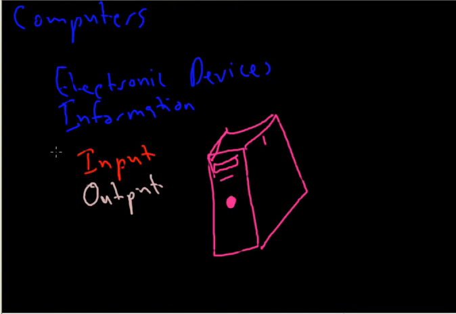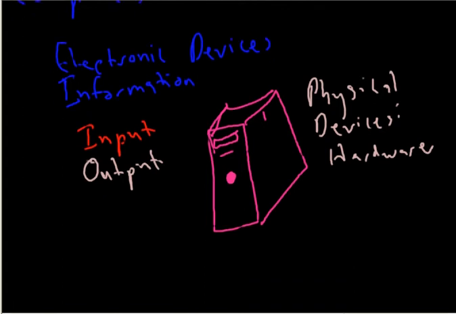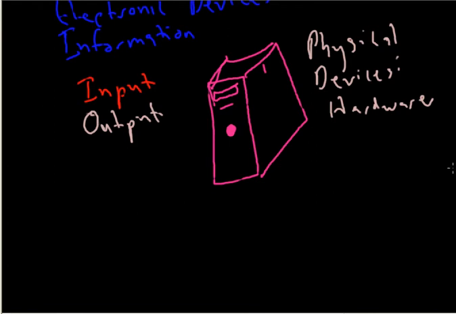And so the computer itself and all the physical devices are called hardware. And so input and output devices use hardware, of course. And so what kind of hardware do they use? Hardware is like the physical part of the computer.